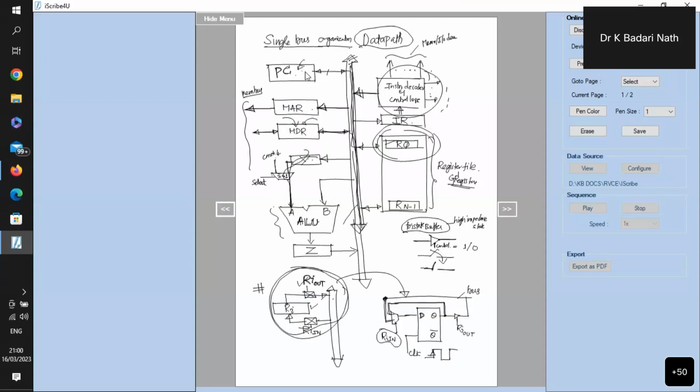Similarly for the PC, a control signal is required to write into the PC. We call it PC in. For the MAR, we have two controls: MAR in and MAR out. MDR we have seen. For all the registers we have in and out available. For the ALU, we have studied Y in, Z in, and Z out.